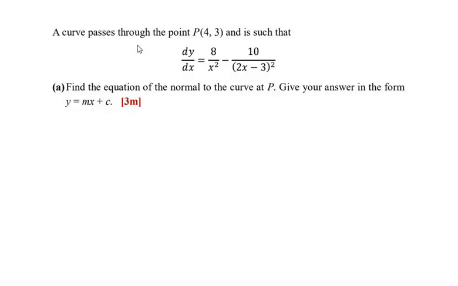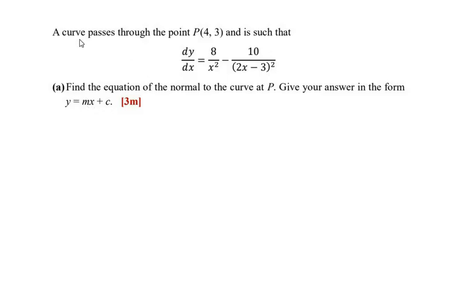A curve passes through the point P (4, 3) and is such that dy/dx is equal to 8 over x squared minus 10 over (2x minus 3) the whole squared. Find the equation of the normal to the curve at point P. Give your answer in the form y = mx + c.